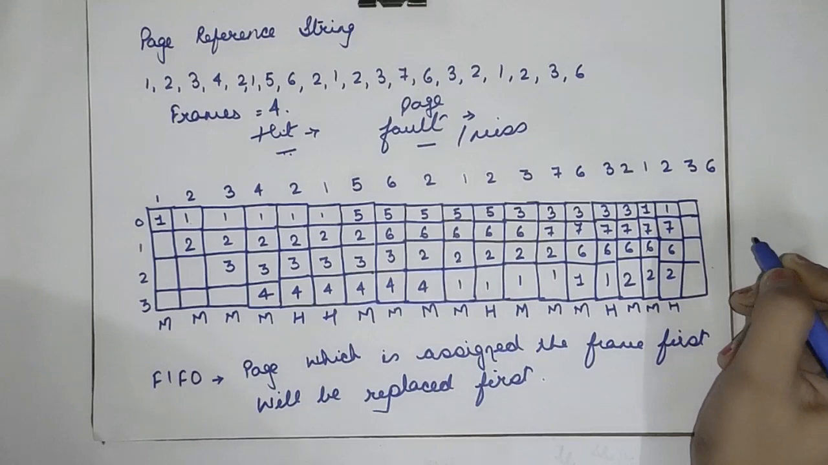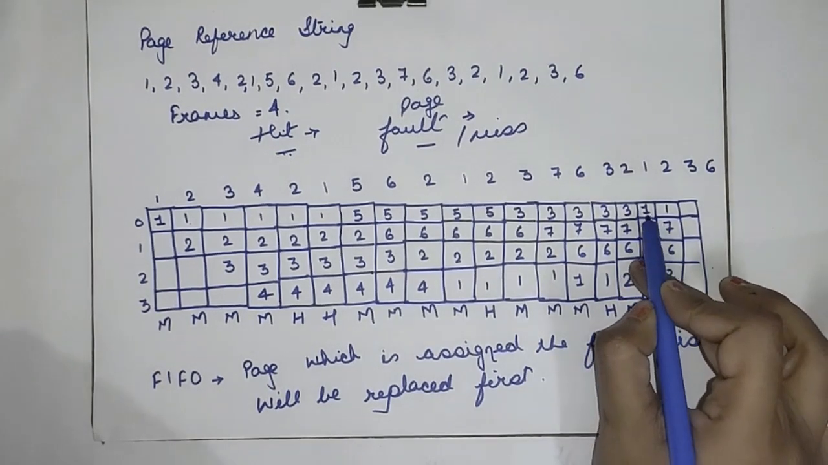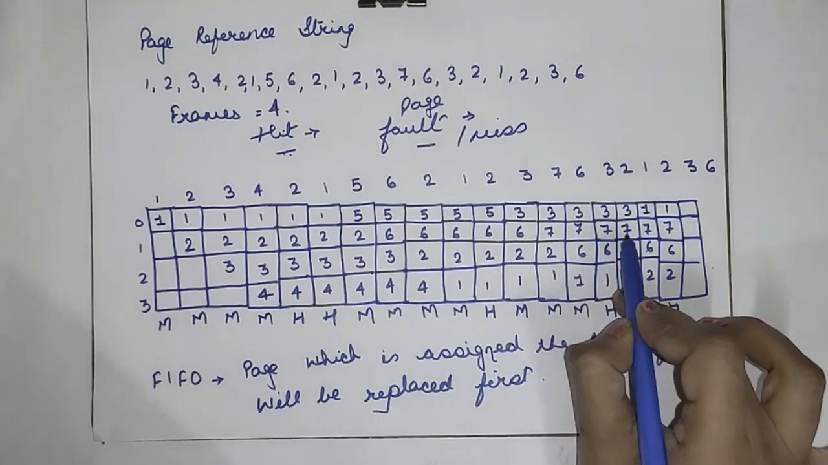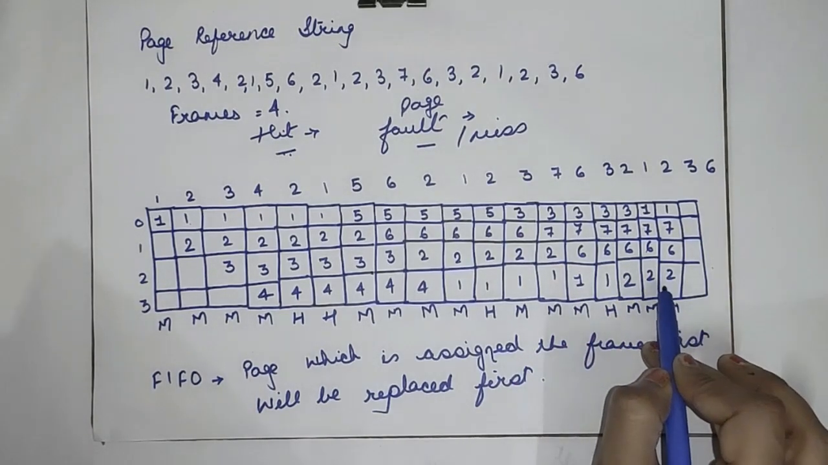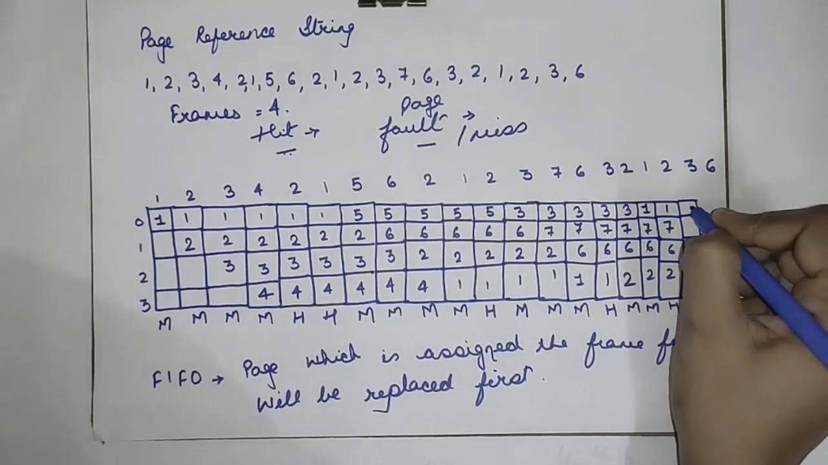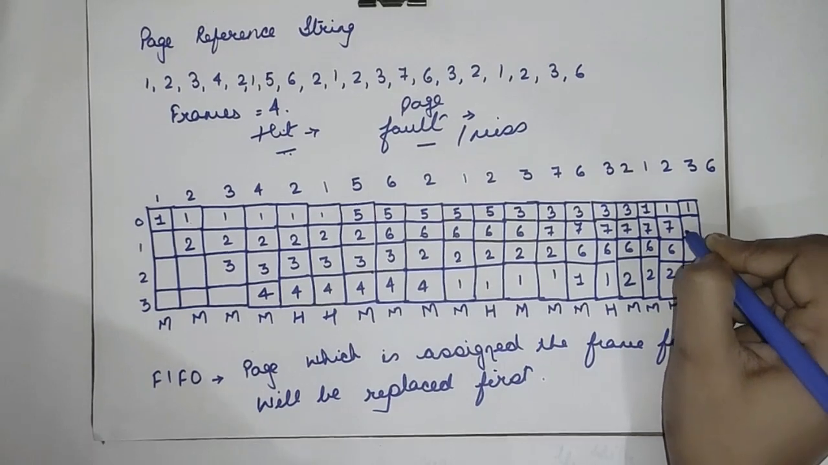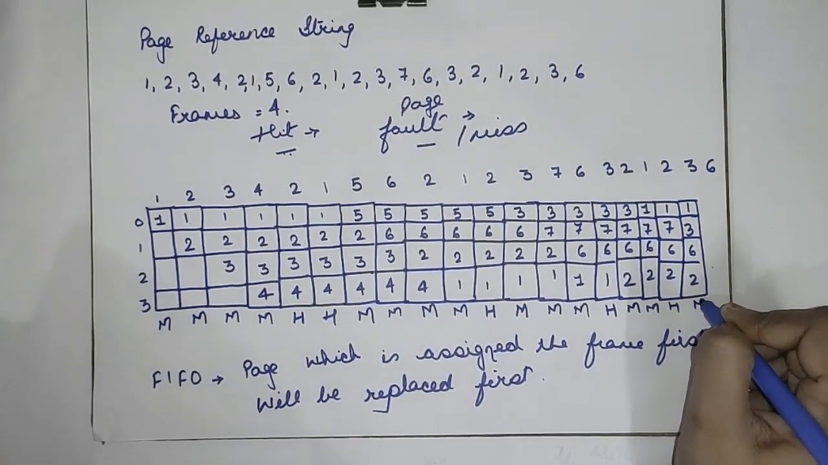Next, you require 3. So for 3, I'll have to check for the oldest page. So the oldest page over here is 1, 2 times; 7, 6 times; 6, 5 times; 2, 3 times. So the oldest page over here is your 7. So I'll replace 7 with 3: 1, 3, 6 and 2. So again there is a miss.